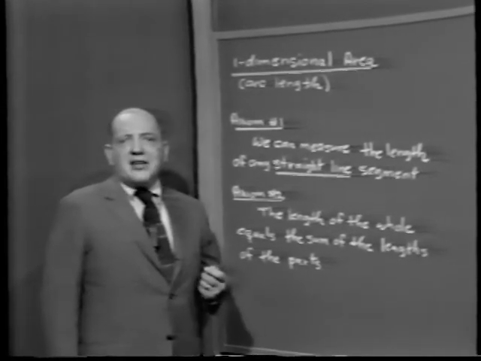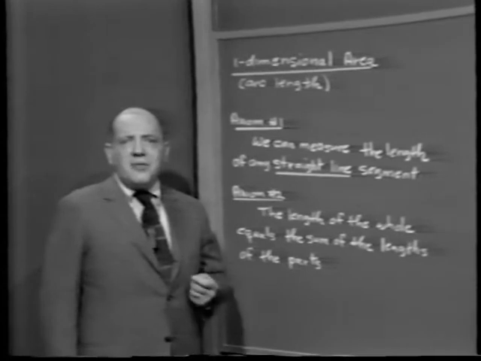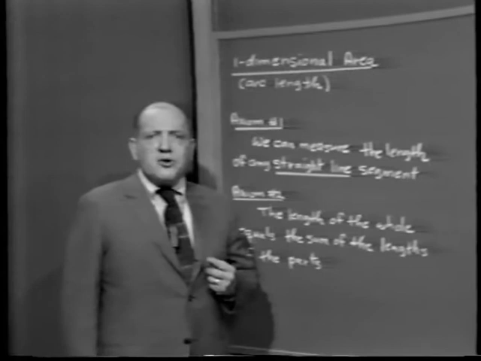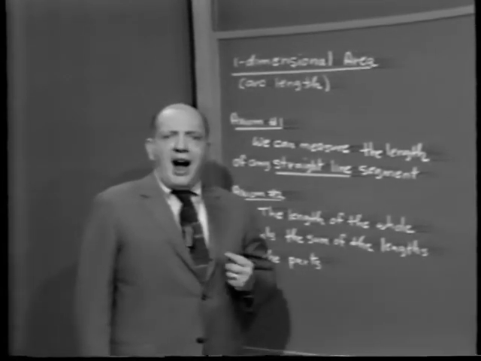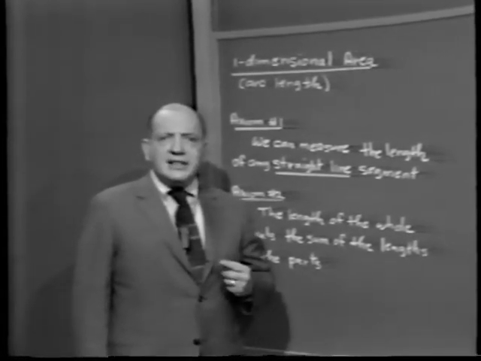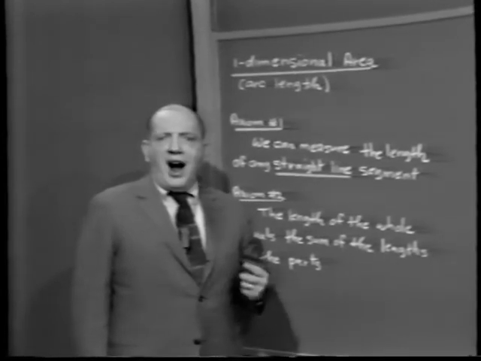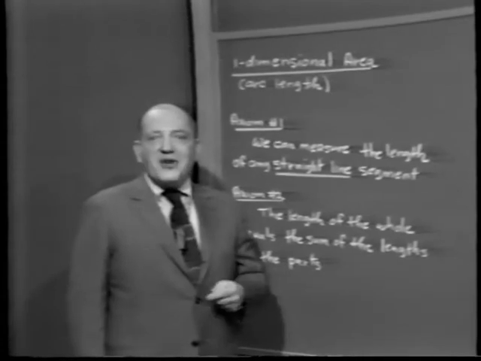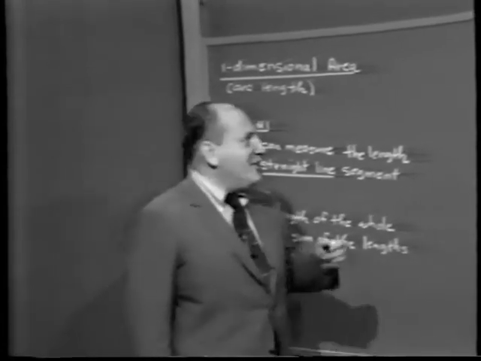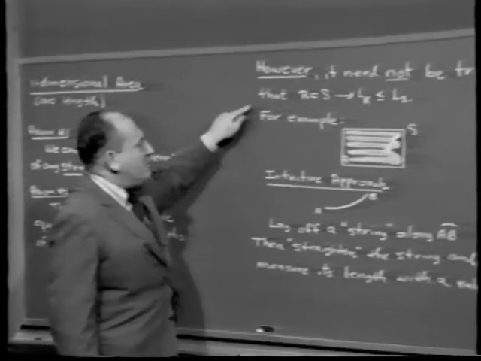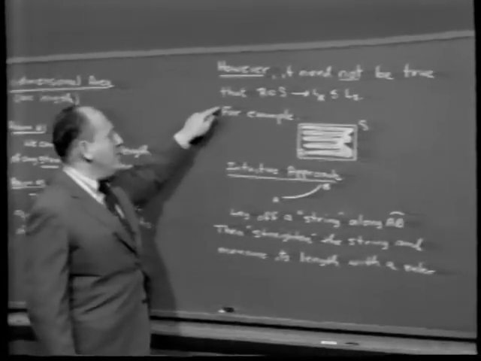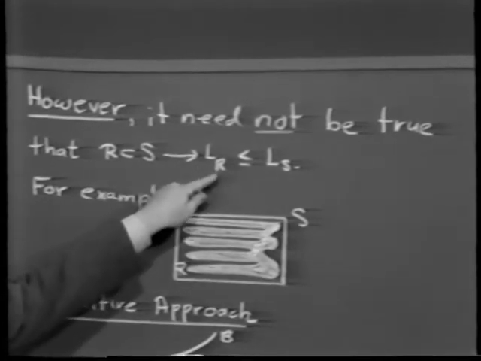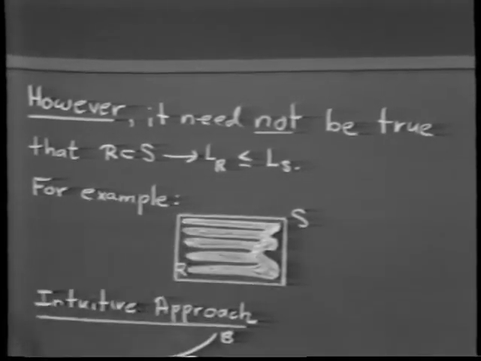This still looks like it's going to be the same as area or volume, but now remember what one of the axioms for both area and volume were, namely what? That if region R was contained in region S, the area or the volume of R was no greater than that of the area or volume of S. However, for arc length, this is not true. It need not be true. I shouldn't say it's not true. It need not be true that if region R is contained in S, that the length, the perimeter of region R is less than or equal to the perimeter of S.